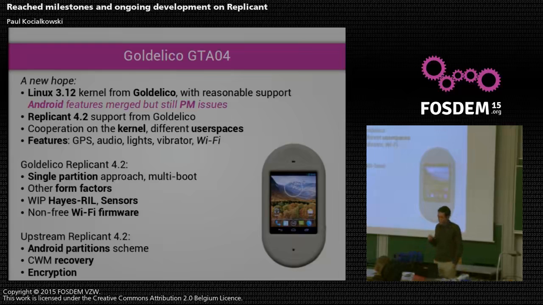On the other hand, on the official Replicant version, we have a typical Android partition scheme where you have three or four separate partitions, and this allows for having encryption, because the Android system is expecting that sort of partition layout, and so that's how encryption is implemented. So on the upstream Replicant version, you have encryption, and we also have recovery, which is a nice interface to install the system, whatever.